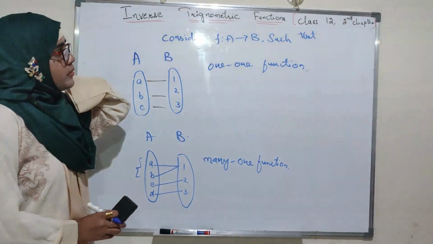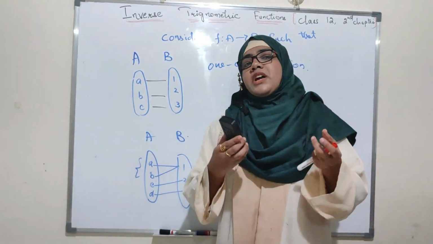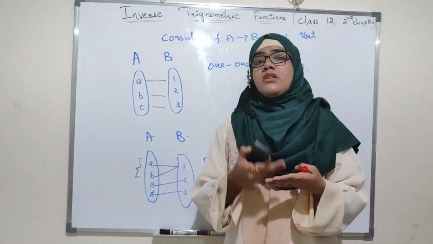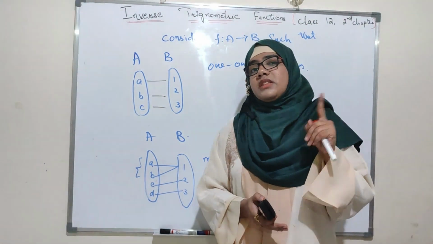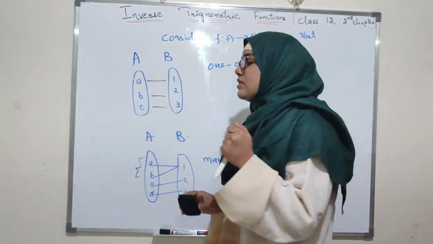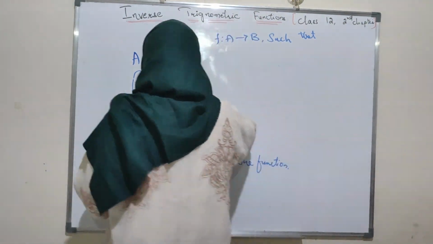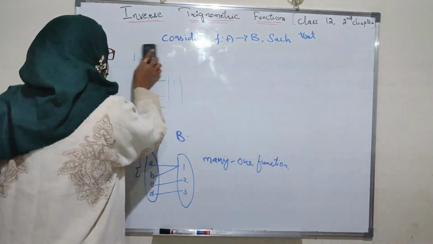Now, what is an onto function? We are discussing this because we have to know what is one-one and onto. Then it will be useful for further finding the inverse of a trigonometric ratio, or the inverse of a function. Now consider a case.